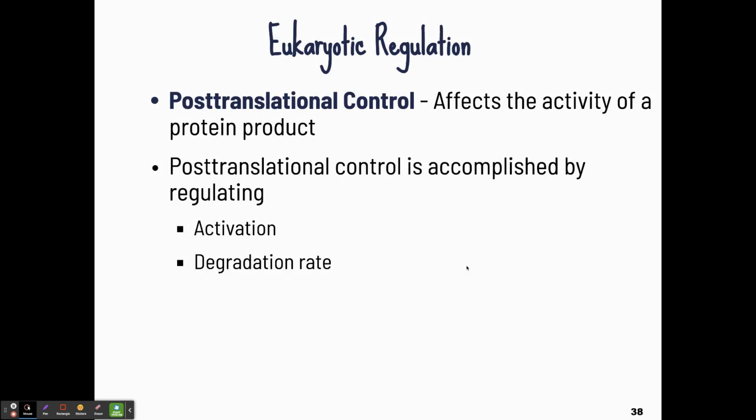We have post-translational control, which affects the activity of a protein product. Post-translational control is accomplished by regulating the protein: you're either going to turn the protein on so it's sent out, or we can degrade it, meaning we can break it down.